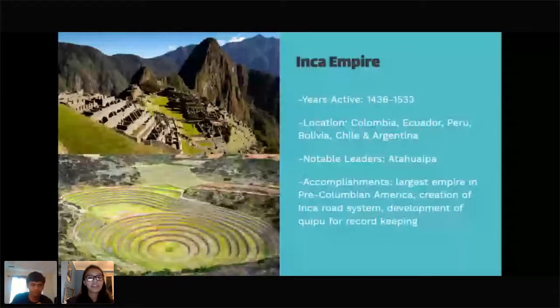It was the most expansive, the largest empire in pre-Columbian America. It covered portions of Colombia, Ecuador, Peru, Bolivia, Chile, and Argentina, which is essentially the entire western side of South America. There are only a few nations it didn't touch. It's great to see such an expansive empire in less than 100 years. They created a road system, basically the 1400s version of a highway, traveled throughout the entire empire. It allowed easy transportation of goods and trade, and it's still utilized to this day because we still use roads.